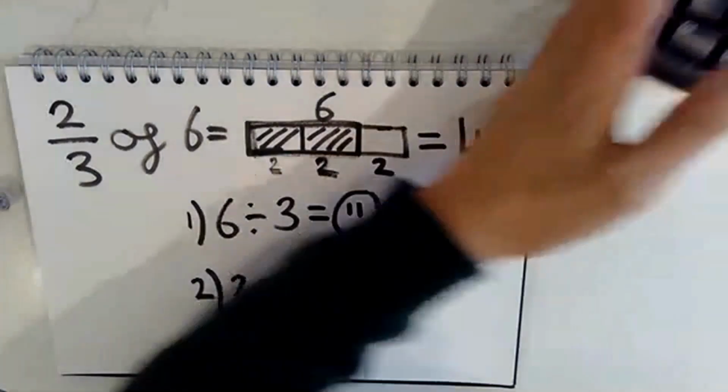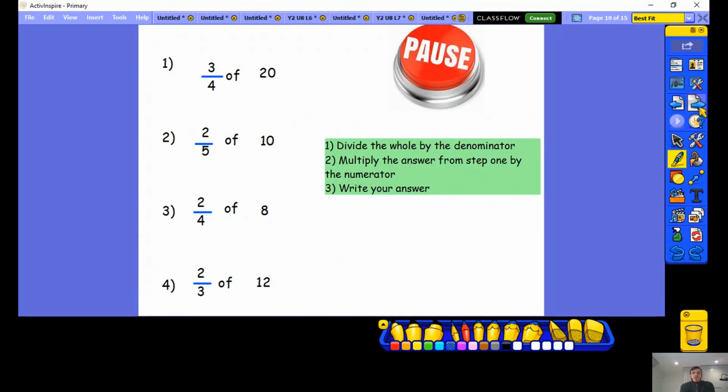Okay, what you're going to be doing now is some independent work. What I would like you to do now, if I can share my screen again, is this. I would like you to pause the video and solve these. Think about what I did. I started by drawing the bar model to represent it, but then I would divide the whole by the denominator, and then I would multiply the answer from step 1 by the numerator, and then I wrote my answer. If you're unsure, watch back one of my examples. But feel free to pause now and solve these on your piece of paper. Off you go.